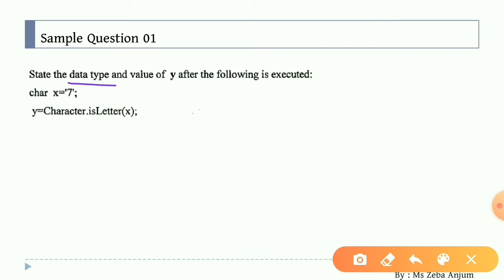State the data type and values of y after the following is executed. Now see, below you are having two lines of code. After the execution of these two lines, what is the data type of y and what is the value of y? Now firstly see this line. Character dot isLetter. What is it? It is a function of your wrapper class.